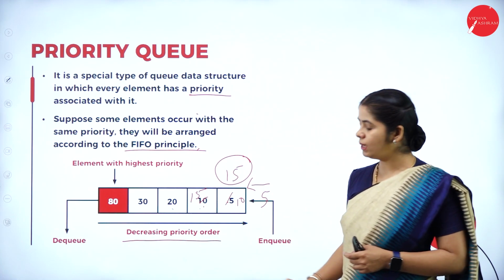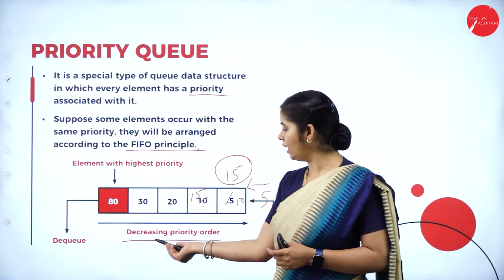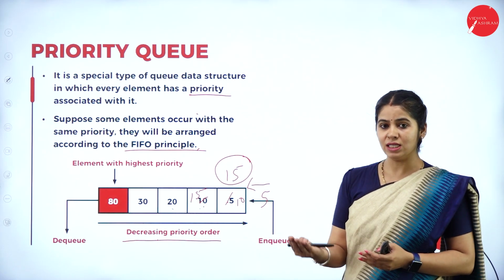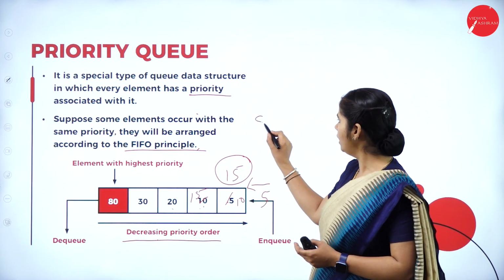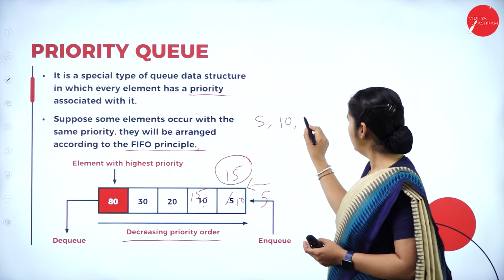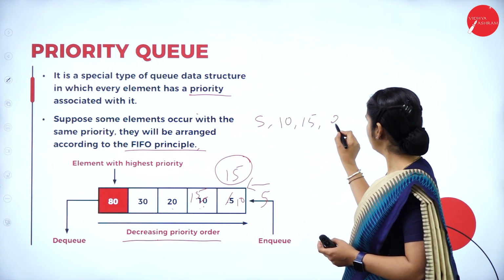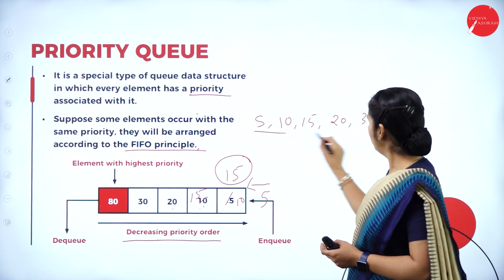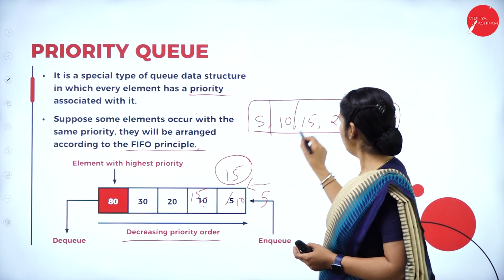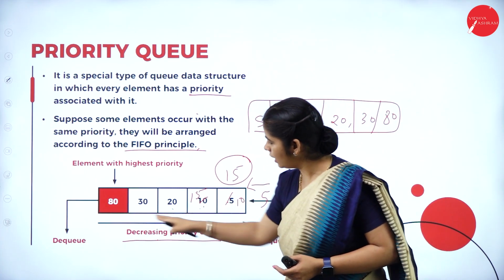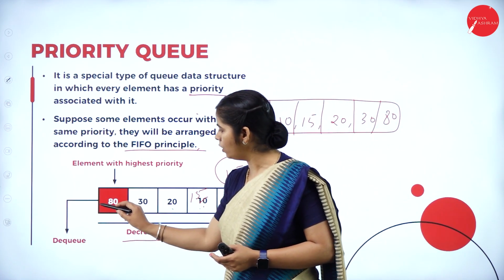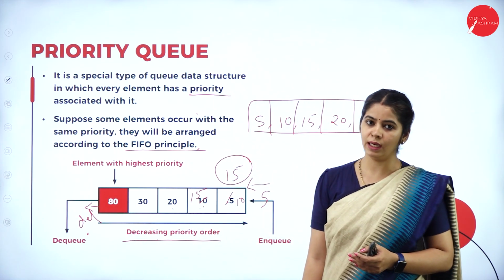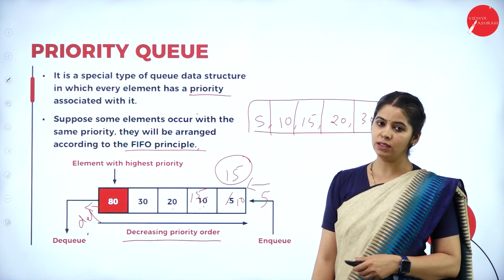Here we have two types of priority: ascending priority and descending priority. The example shows you the descending priority. Ascending priority is nothing but the smaller number first, then the larger number at the last. So this is an ascending priority, and this is a descending priority. The highest priority value has to be deleted first. That is a priority based queue.